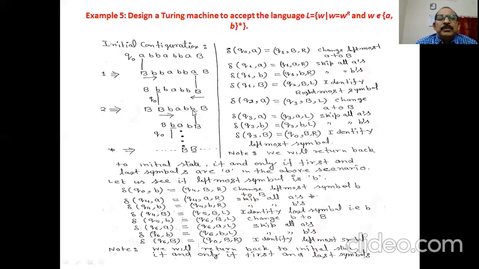The last symbol must be b, and if the last symbol is not b, it means the word is not a palindrome word, and the machine will crash. If the machine crashes, it means the word is not accepted by the Turing machine. So the technique is we cut the first symbol of the word and we cut the last symbol of the word, and they must be the same. If it is the same, then we repeat the process. If it is not the same, the machine will crash and the word is rejected by the Turing machine.